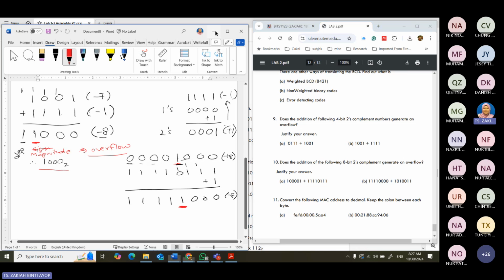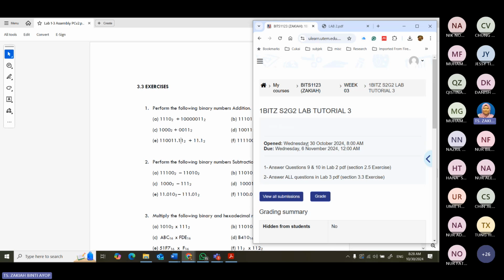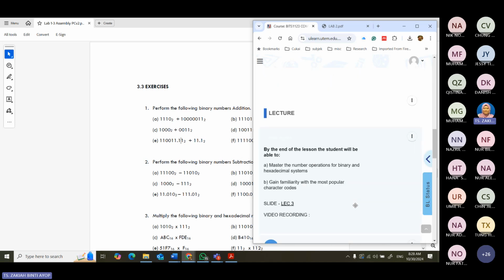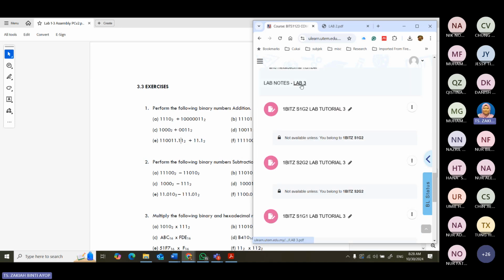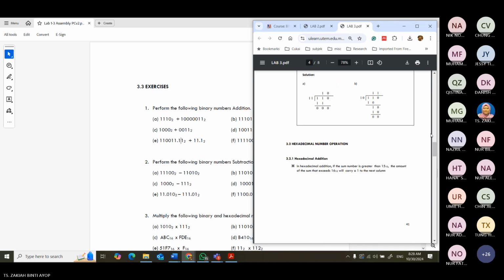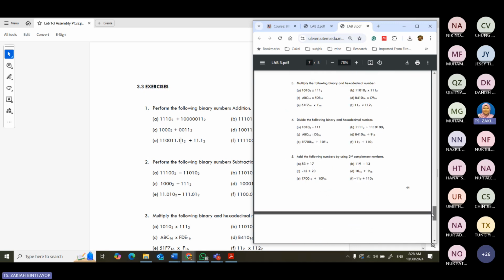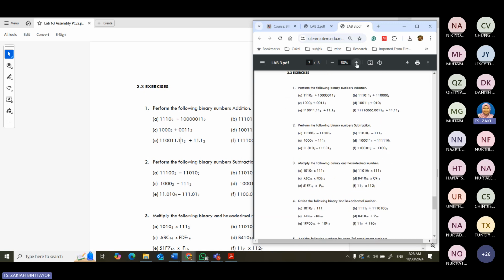Okay, now let's look back at lab 3, week 3. This is the lab 3 questions. You open it. So these are notes for the lab 3 questions. I do have my own, so I just want to use this window. It is easier for me. And now these are all the questions that you need to answer.